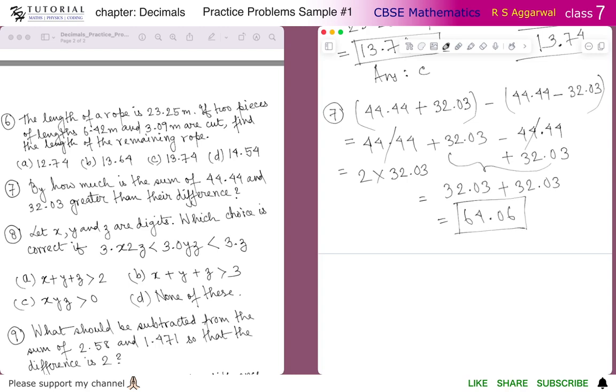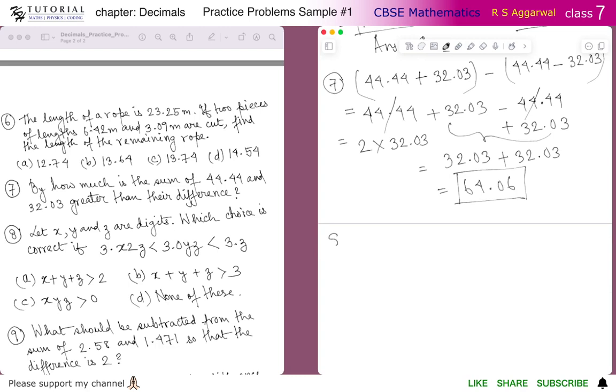So the main concept over here was to translate the given problem into a mathematical statement. This is the mathematical statement, this is what we have to find, and in this kind of simplification problem, you always first check whether any terms are cancelling or not. If you see any number and its additive inverse, then they will get cancelled. The sum of a number and its additive inverse is always 0. So that is the reason 44.44 got cancelled with minus 44.44. So the answer is 64.06.